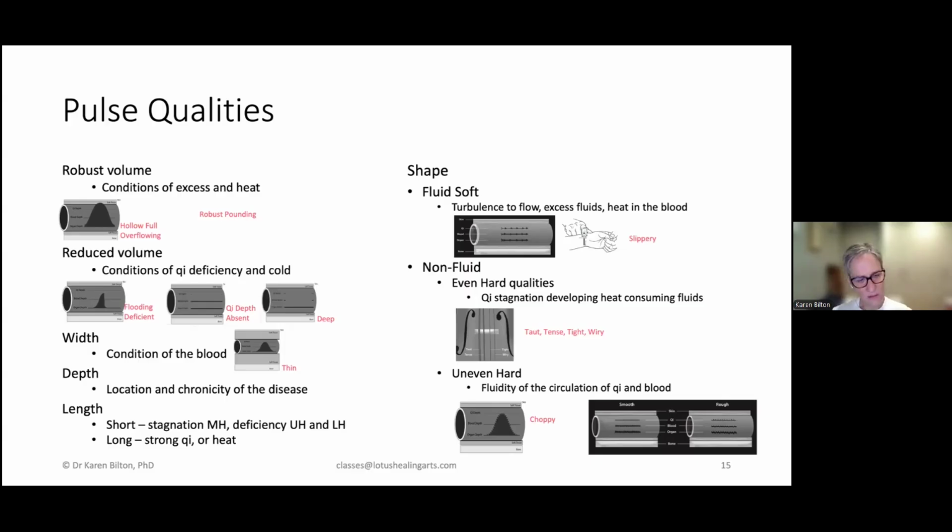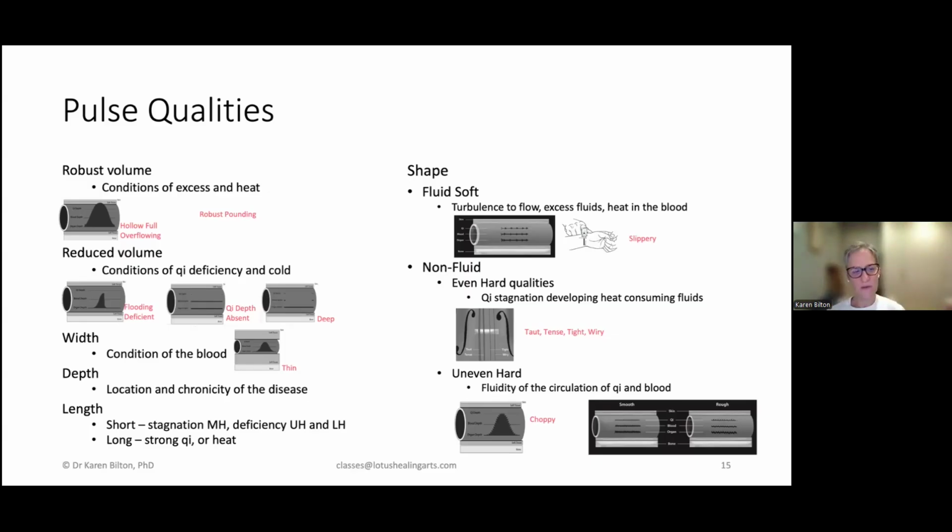Now the length tells us about a short pulse. That's when we're feeling with all 6 fingers, sitting opposite the person. With a short pulse, we're not really feeling anything under these fingers, so we're feeling everything under this part. That can either be a situation of profound stagnation of the middle heater, or it can be profound deficiency of the upper and lower heater.